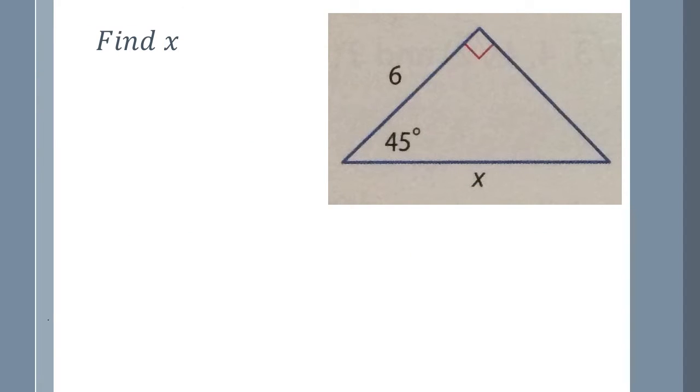So the first thing I want to do is find x. Well, I have to ask myself, is this a leg or a hypotenuse? And this is a hypotenuse. So I know I can just say it's the leg times the square root of 2. Well, the leg is 6. So my x is going to be 6 square root of 2. And that's it. That's all there is to it. Don't make this harder than it needs to be.